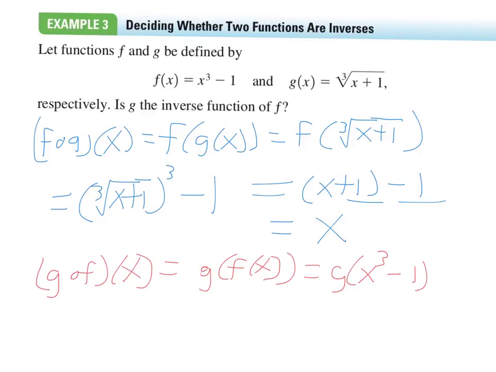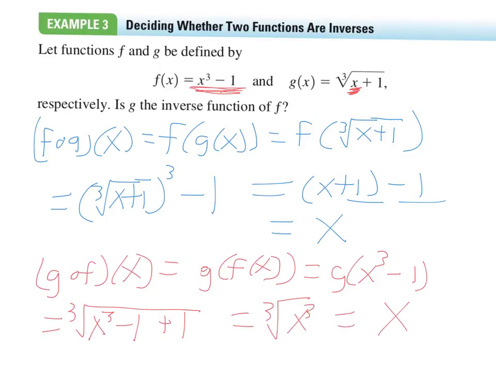now, everywhere there's an x in g, you have to plug in the entire function f. So instead of the cubed root of x plus 1, it'd be the cubed root of x to the third minus 1. Then you have this plus 1 on the end. The minus 1 and the plus 1 cancel out, so you have the cubed root of x to the third. Cubed root of x to the third is just x. Since composing the functions both ways gives you x, the answer to our question is yes.